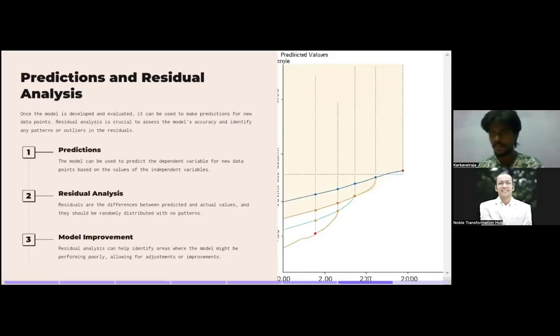Then model improvement. So these are the things we can find, right? Predictions are used to check whether our model's prediction is good compared with the actual result. Residual is used to find how different the predicted and the actual result are. The model improvement is done based on it. Residual analysis can help identify areas where the model might be performing poorly, allowing for adjustments or improvements. Based on these two things, we can fine tune a model in order to make good predictions. Hope you need to know this.